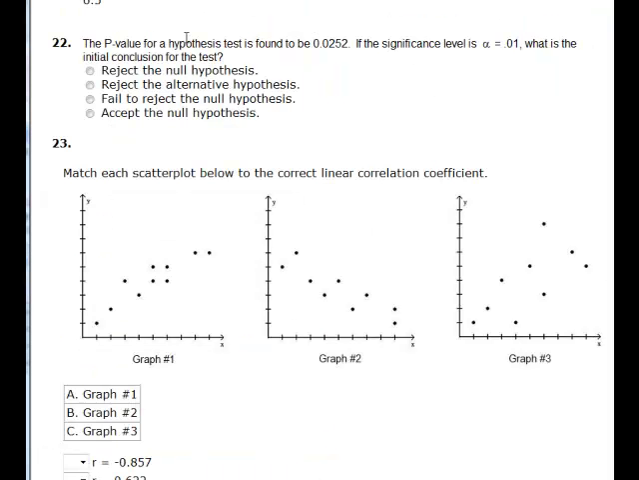Okay, number 22, we have a p-value for hypothesis test, which is 0.0252. The significance level is 0.01, and we're just trying to find the initial conclusion for the test. So again, all we're doing is comparing the p-value and the significance level. Since the p-value is greater than our significance level, then our conclusion is that we fail to reject the null hypothesis.